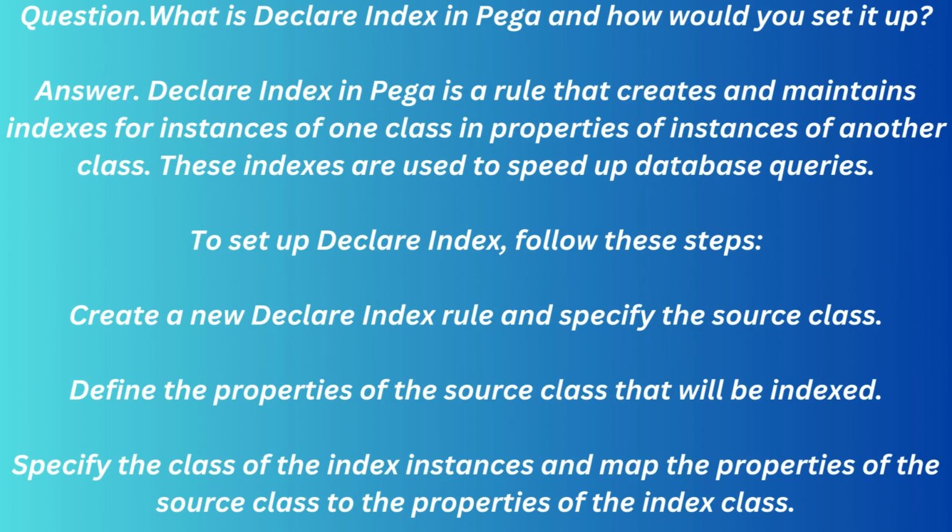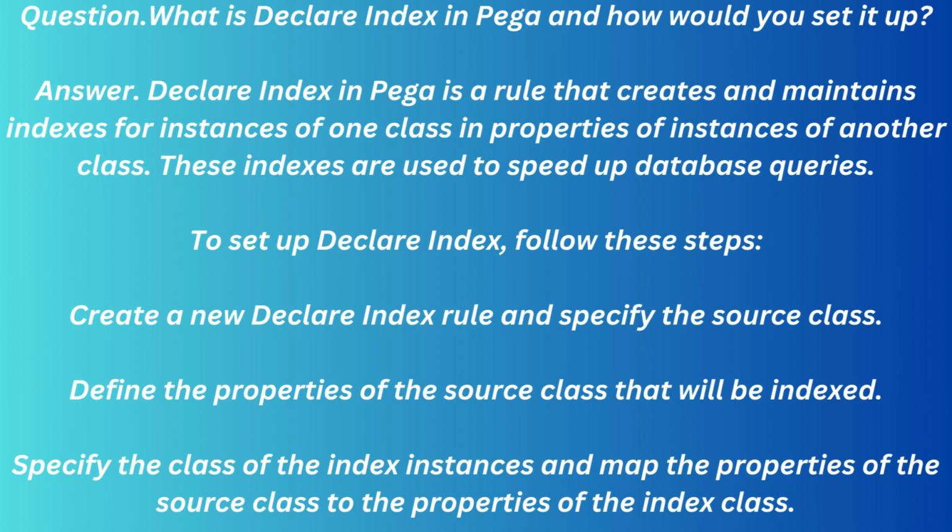Question. What is declare index in Pega, and how would you set it up? Answer. Declare index in Pega is a rule that creates and maintains indexes for instances of one class and properties of instances of another class. These indexes are used to speed up database queries. To set up declare index, follow these steps.